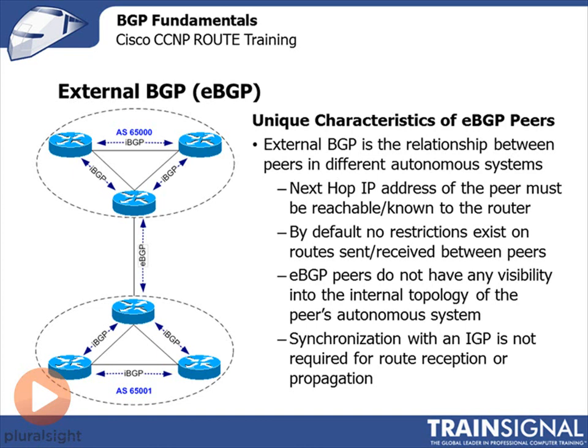And by default, eBGP peers don't have any restrictions on routes sent and received, other than is it known in the routing table? In other words, has it been configured? And unless you have some type of community setting set. By default, BGP peers do not have any visibility into the internal topology of the peer's AS. The router at the bottom doesn't know anything about the internal topology of AS 65000 unless something's configured that tells it that. But by default, it's not going to know that. It's only going to get what's been announced to it from the peer router. And synchronization with an IGP is not required for route reception or propagation.